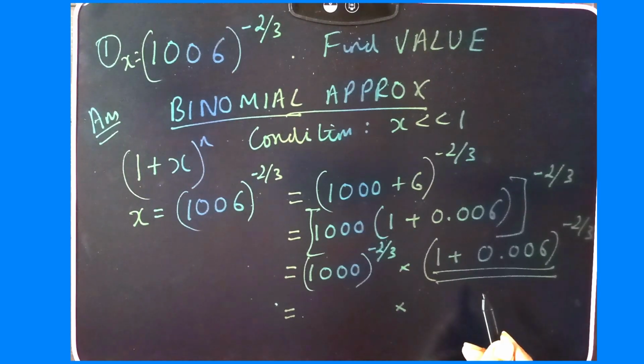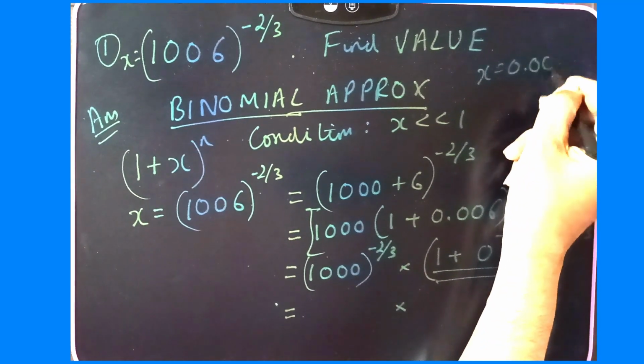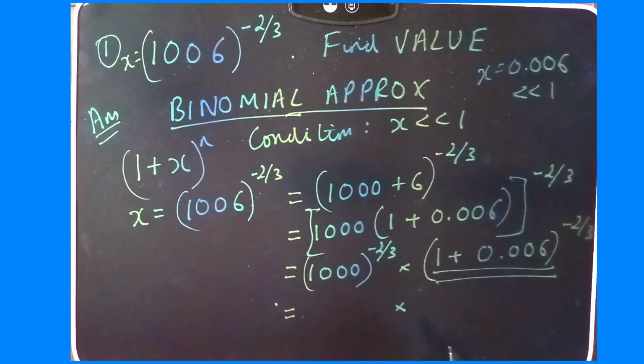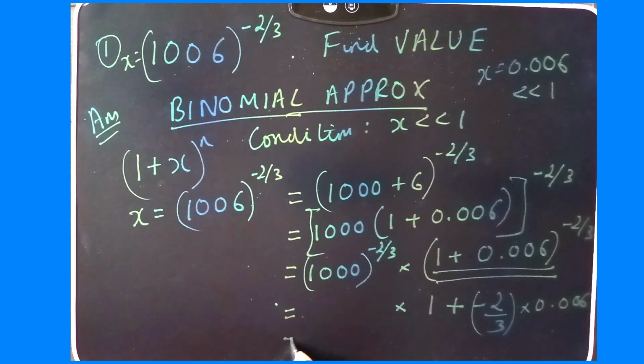Try to do it. Here x is equal to 0.006, which is very less than 1. So can we use the formula 1 plus nx, right? Minus 2 by 3 into 0.006. So we have to solve this.